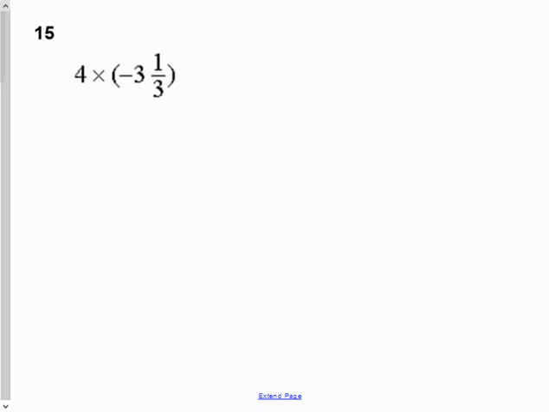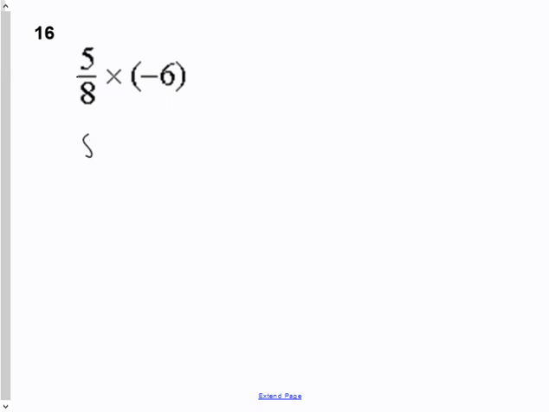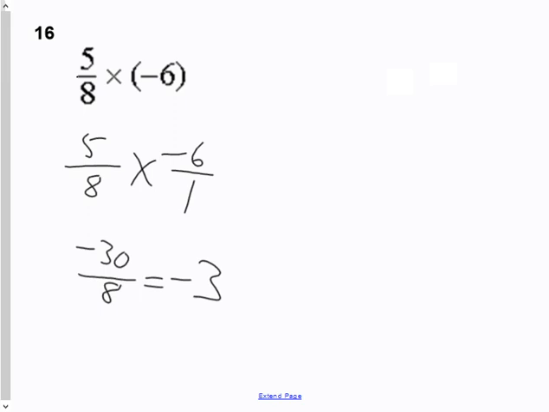Question 15, whole numbers. Treat whole numbers when dealing with fractions as over 1, multiplied by negative 10 thirds. Cross reduce if possible. You can't, so negative 40 over 3, which is negative 13 and 1/3. Question 16, almost the identical question, except your second number is a whole number. Treat it as a fraction over 1. Now, if you didn't cross reduce, ain't no thing, because you get negative 30 over 8, which is negative 3 and 6/8, which equals negative 3 and 3/4.